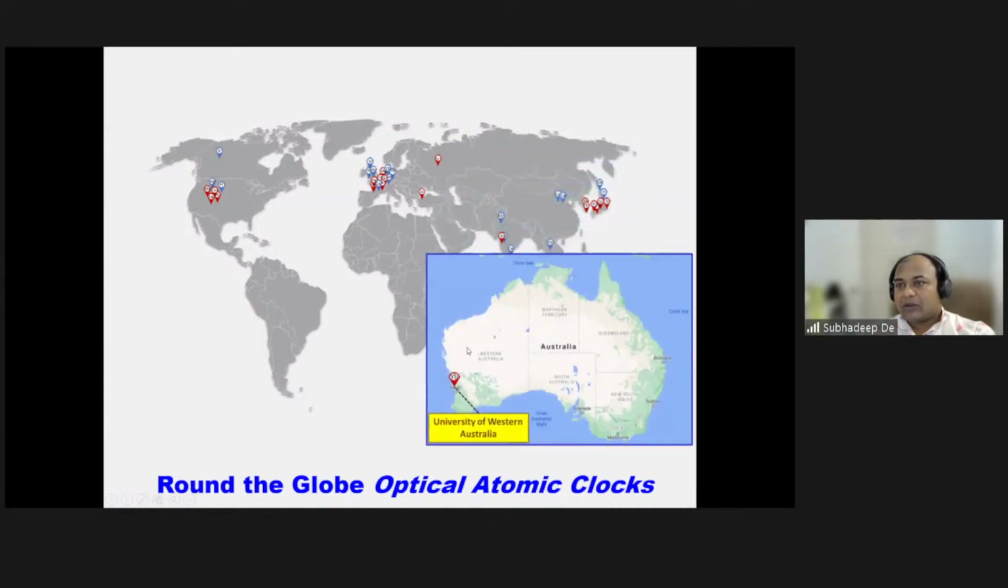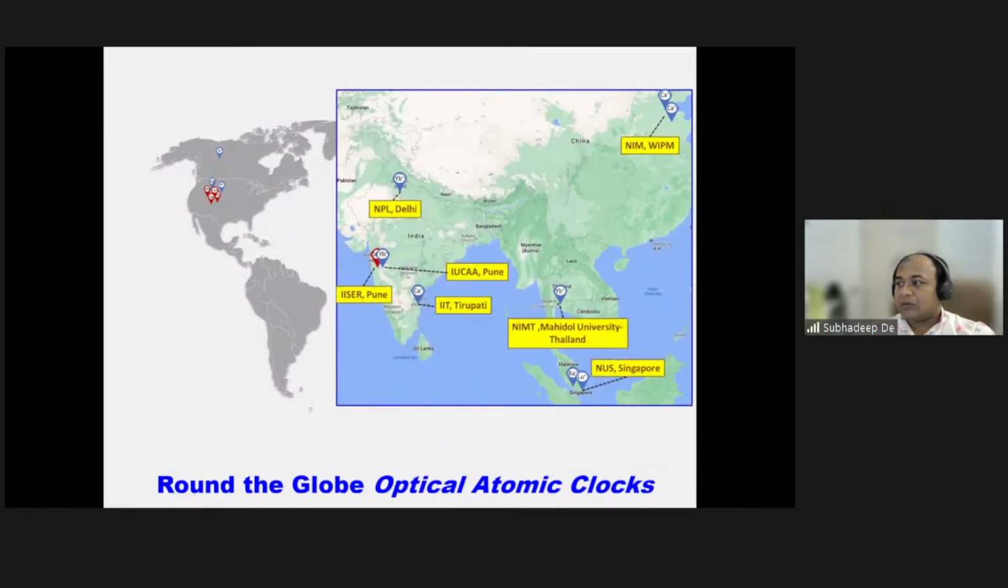Australia, they are coming up. They are trying to develop. Like India, they don't have any operational optical clock now. And in India, there are 4 laboratories. One is at NPL, National Physical Laboratory in Delhi. In Pune, at IUCAA, in my lab, and also IISER Pune. Both of us are building optical clocks.